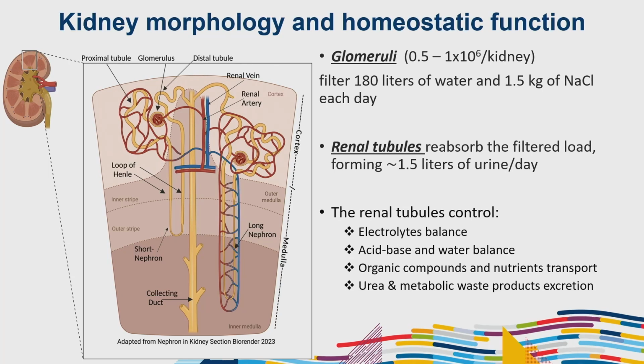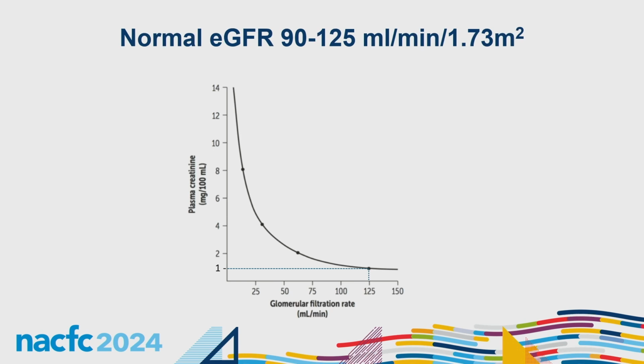And each of our kidneys contains between 0.5 and 1 million glomeruli, which connect with the renal tubules, where the function between the different nephron segments and the glomeruli perform very important functions in the electrolyte and acid-base balance, organic compounds, and nutrient transport, as well as excretion of waste products. Kidney function is measured by the estimated glomerular filtration rate, which in a healthy young person ranges between 90 and 125.